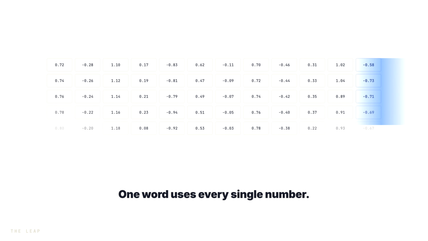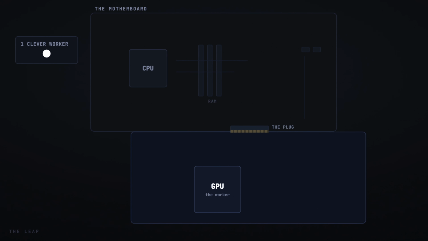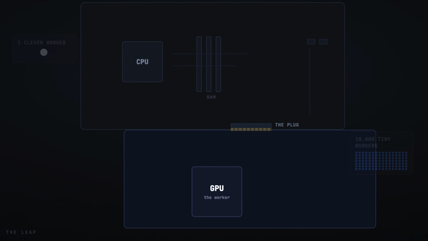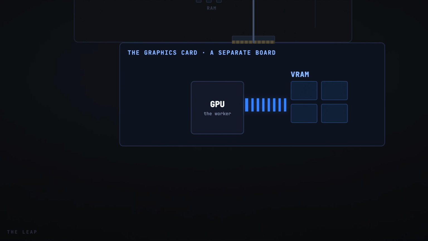And writing one word uses all of them. Then the next word uses them again. The maths does not run on your processor. It runs on the graphics card. Your processor is one clever worker. This needs billions of small sums at once. Now look at where that card actually sits. It is a separate board plugged into the motherboard, and it has its own memory chips right beside it. That memory is VRAM. Reading memory means moving it down a wire, and every wire has a speed limit.